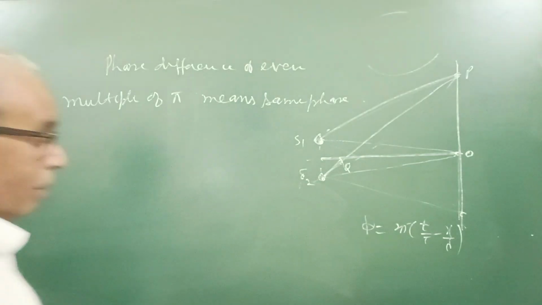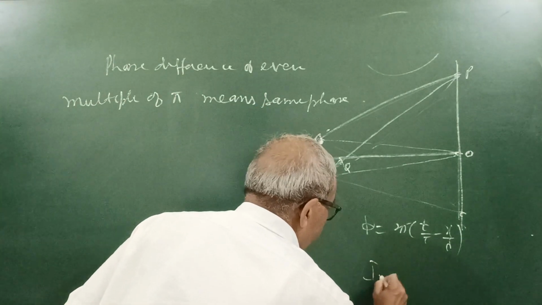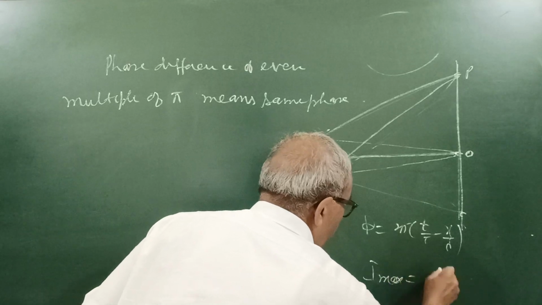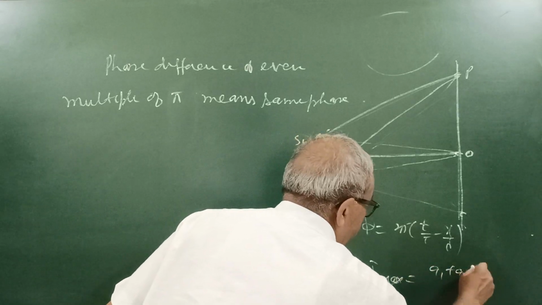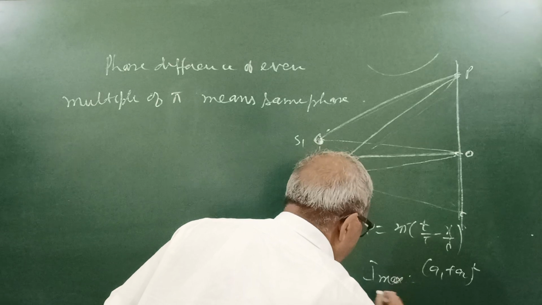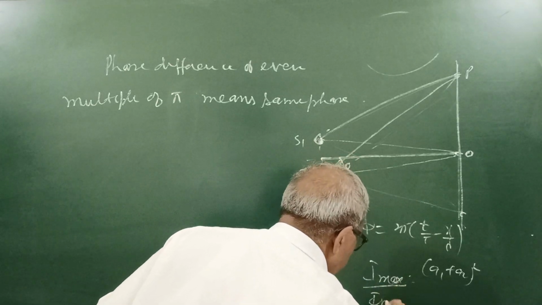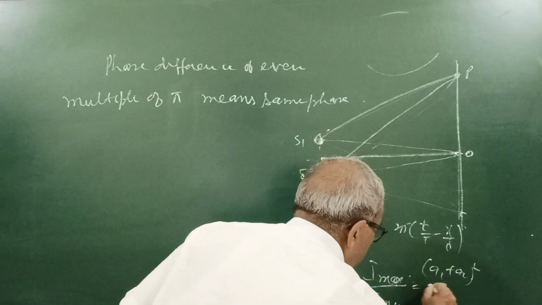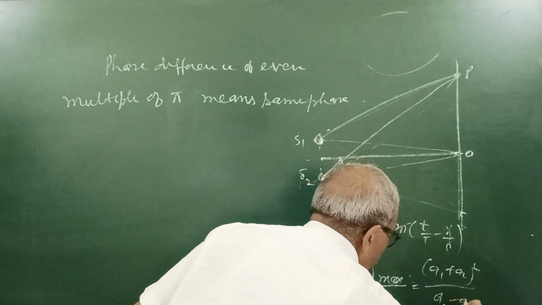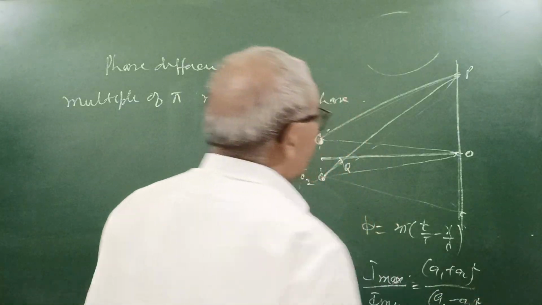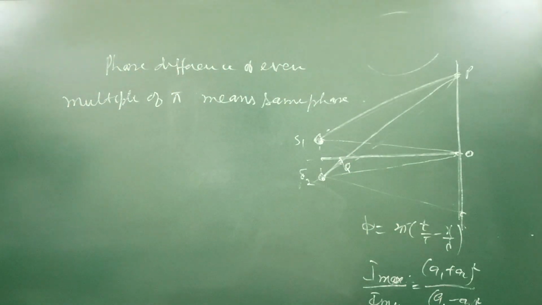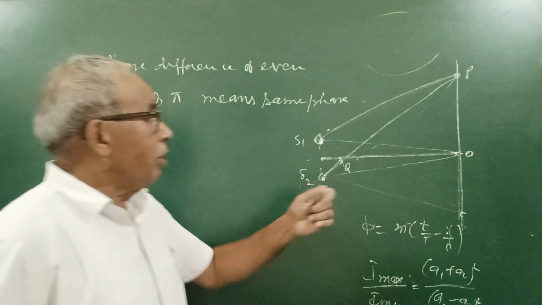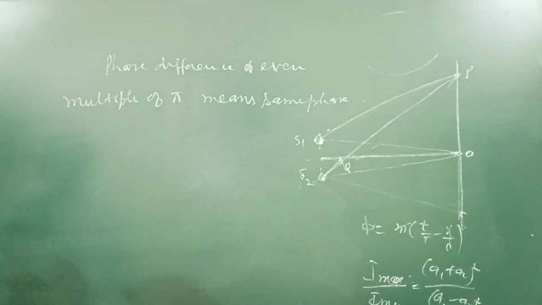What I have given is I maximum. We proved the relation: I maximum equals (a1 plus a2) whole square. And I minimum was (a1 minus a2) whole square. So if point P lies such that S2P minus S1P equals n lambda, they will be in the same phase.